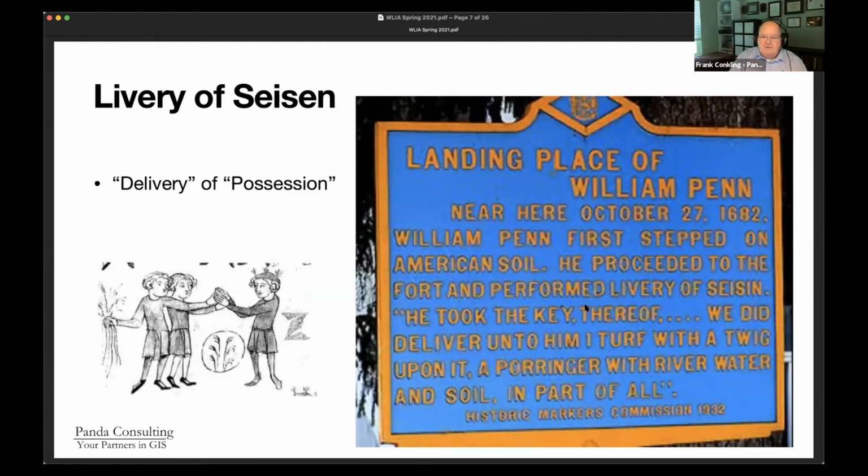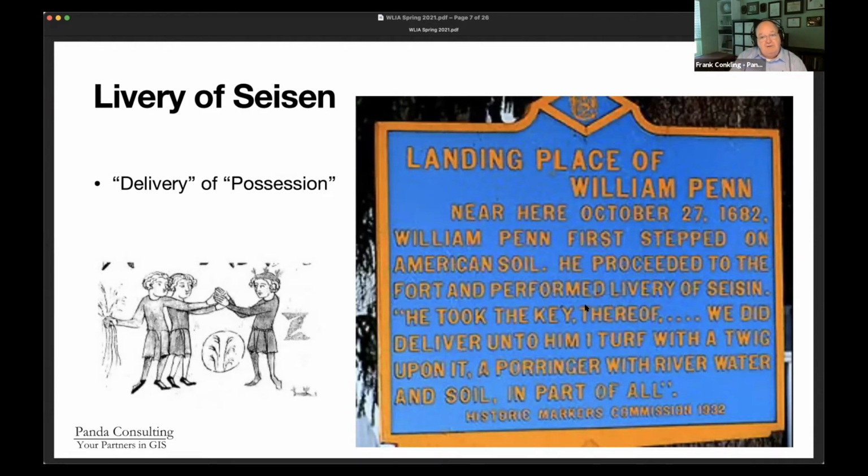So let's talk about the way we actually convey interest in property. How do we actually do that? If you look at all of our modern procedures that we use, they all go back to this one concept, this concept of livery of seisin. And what livery of seisin means is that one person who is conveying this right to someone else delivers to them, which is the livery, the possession that they have, the seisin.